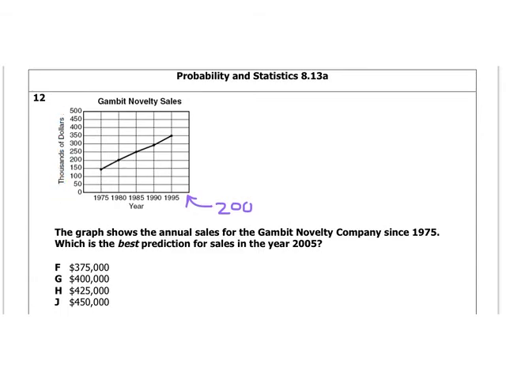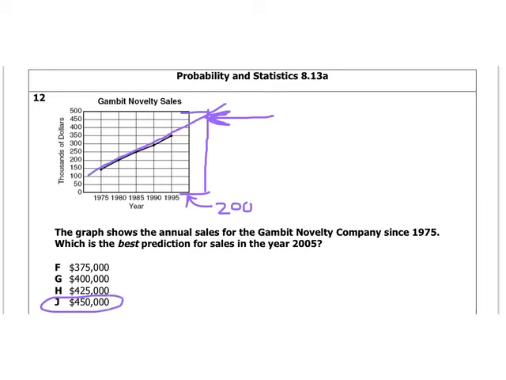And thousands of dollars, so $0, 50,000, 100,000, 150,000, and so on, going up. Which one shows the best prediction for sales in 2005? Well, this would be 2005 right here if we continued our graph out. If we basically just continued our line up as well, it looks like we would be finding a prediction that would be right about at 450. And that's, I think, the best answer for this one.